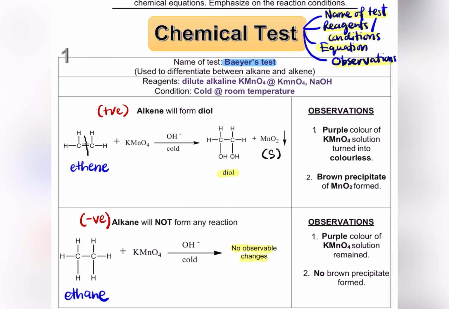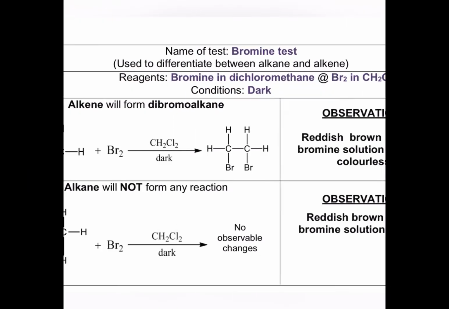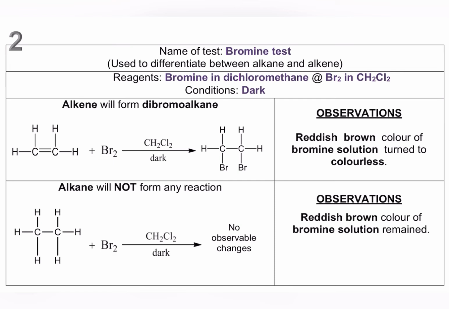And for the observation, it is purple solution of KMnO4 remain. So there is no change into colorless. And brown precipitate will not be formed, or you can write it down as no brown precipitate form. So that's for Bayer's test. Let's go to the next chemical test, which is bromine test.